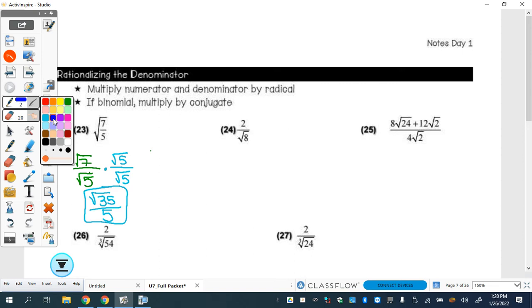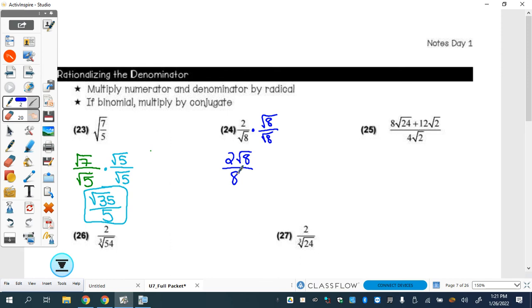So then number 24, I can't divide 2 by radical 8. There's 2 ways we could go about it. Some people would simplify the radical 8 first and then rationalize. Or you can rationalize and then simplify. It really doesn't matter which order you use. So we'll go with rationalizing first, so then I only have to simplify once at the end. So 2 radical 8 in the numerator. Radical 8 times radical 8 gives us 8.